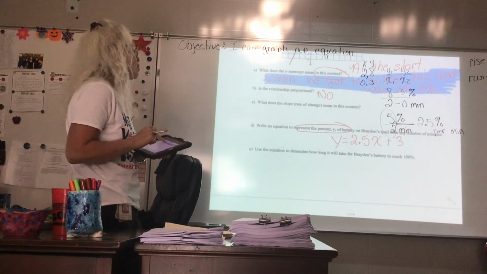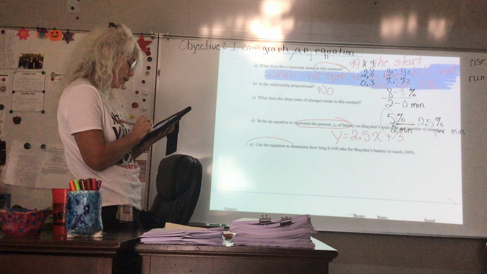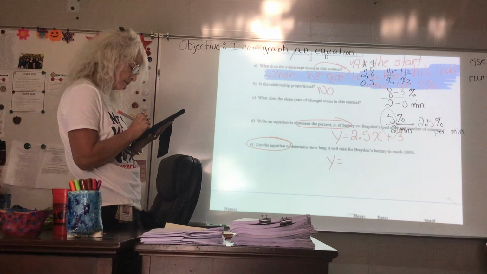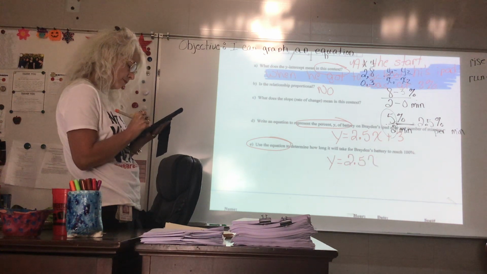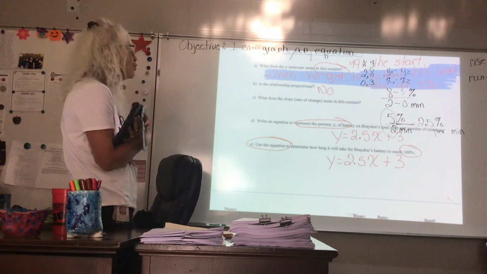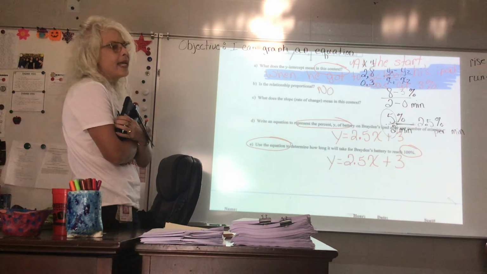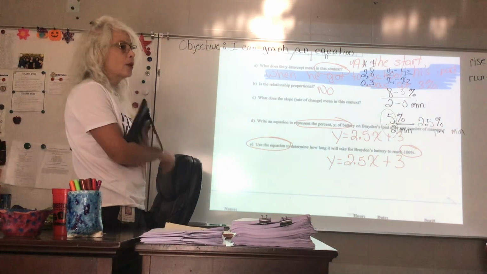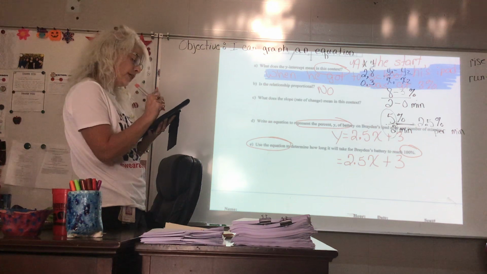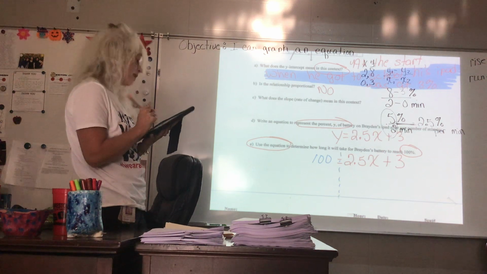It says use the equation to determine how long it will take for Braden's battery to reach 100%. So use the equation. That means copy their equation down. To reach 100%. Which variable stands for percent? The X or the Y? The Y. So I'm going to erase the Y and put 100 in there for it. Find your equal sign and got it.